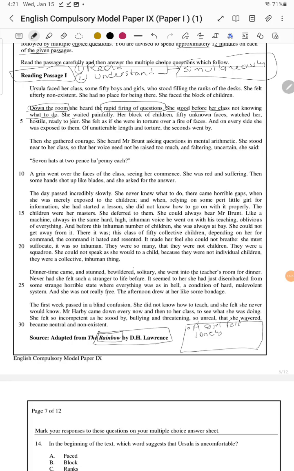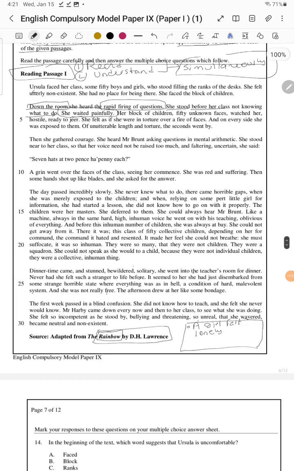She waited painfully. It means that inside of her she is burning. She is saying to herself, why am I over here? I am lonely. No one is caring about me. She waited painfully. Her block of children, it means the hindrance of children, 50 unknown faces. Obviously, there were 50 unknown faces she had never seen, and she panics also. Watched her hostile, ready to jeer.